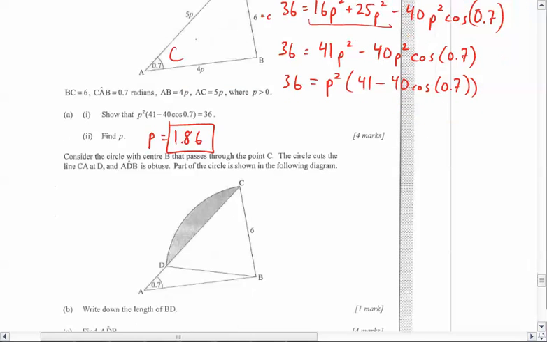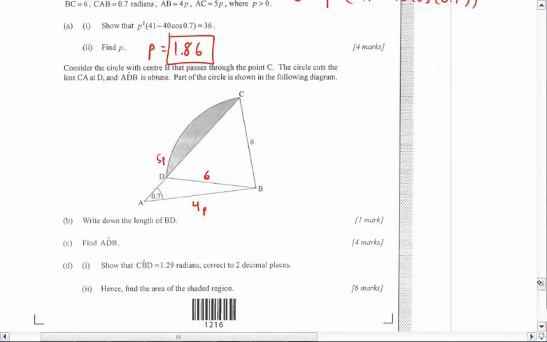Now this picture here is related to the top picture, so I still have the same 4p here, 5p on this side, 6. Since this is on a circle, I also know that this side is 6. So it says write down the length of BD, and again, because they're both radius of a circle, BD is also 6. To find the angle ADB, this angle here, what do I do?